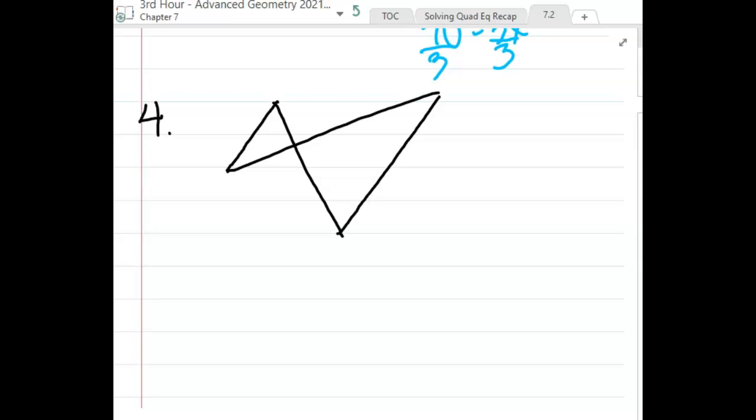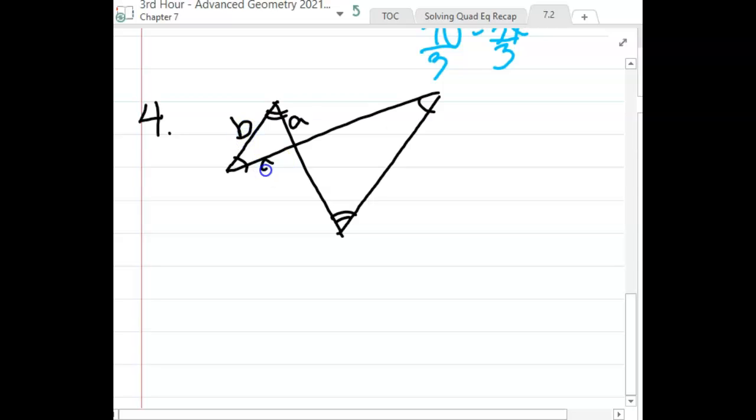Okay, so this bottom angle is congruent to this top angle. This angle is congruent to this angle. And then starting with this left triangle, the sides are A, B, and 9. And then 15, 10, and 12.